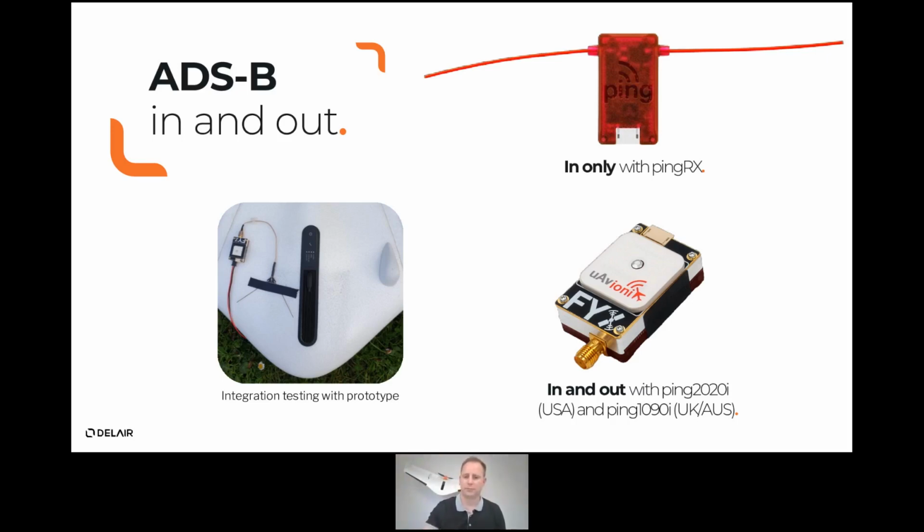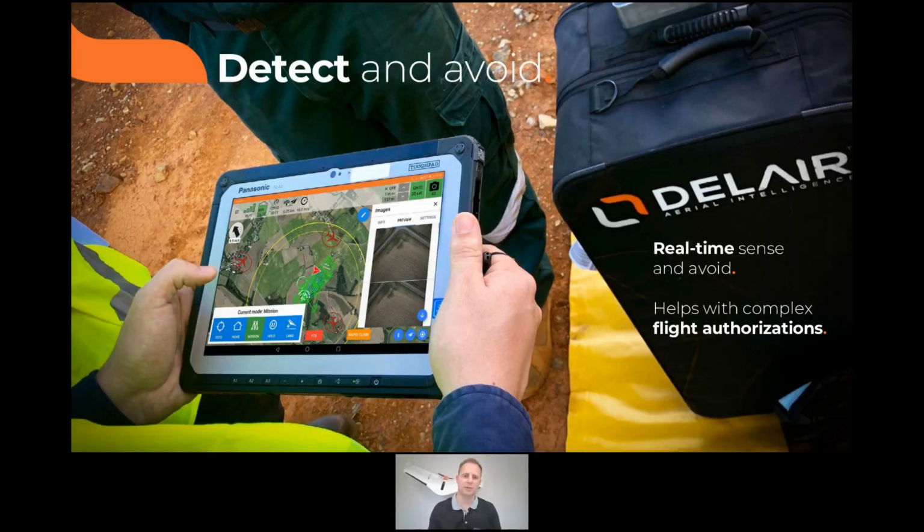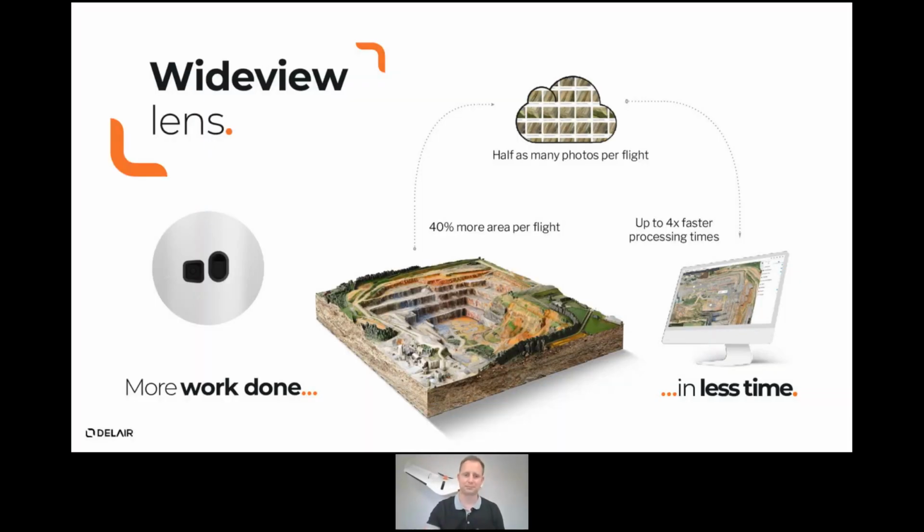So there you are. That's ADS-B. Again, the big benefit is to detect and avoid. You get that real-time sense and avoid. It would look something like this on the screen, where you can see that other traffic around you if you have ADS-B in. And it just is going to help you with those complex flight authorizations, being able to get the FAA or your CAA to allow you to operate in certain conditions. So glad to have that feature, which has been requested a lot.